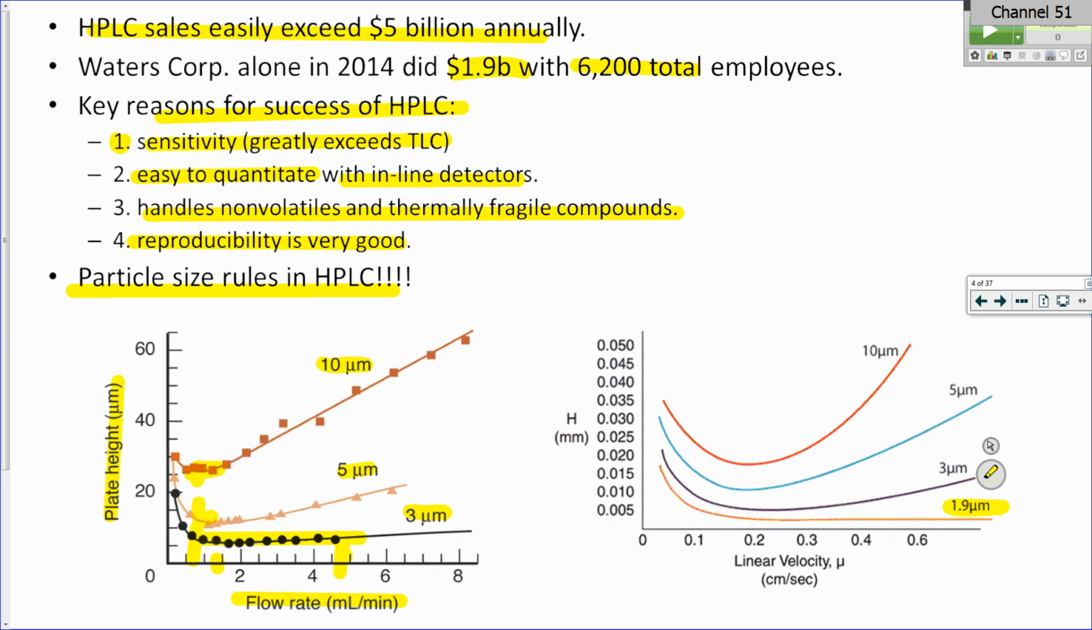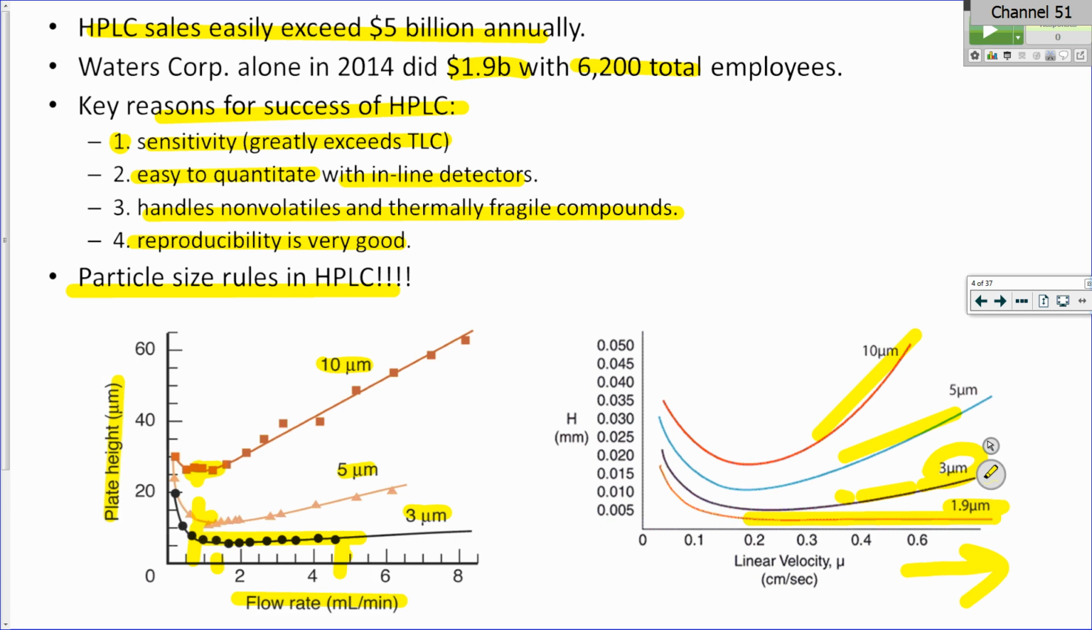So when you get less than 2 microns, this really flattens out and allows you to run higher and higher flow rates without any increase from the mass transfer effect that's causing the decrease in efficiency on all these larger size particles. So the trend is now 3 microns and less.